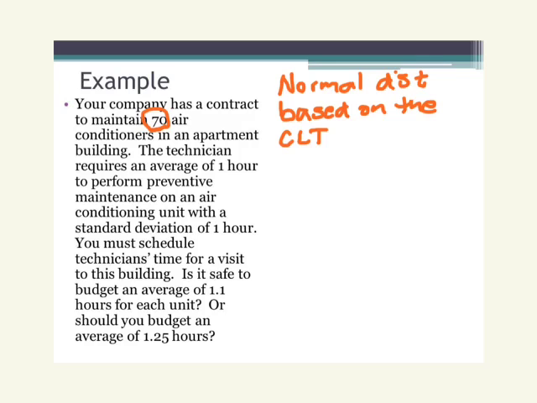Okay? So if we take a look at what we're looking at here, we have a normal distribution with a mean of 1 hour. And we want to know if it's safe to budget an average of 1.1. So what we want to find out is what's the probability that it's going to take our technician longer than 1.1 hours to service each of these 70 air conditioners.